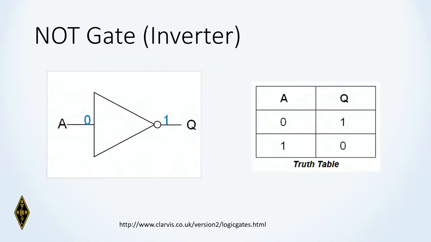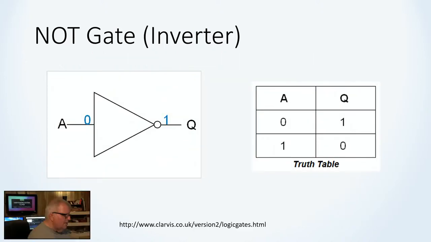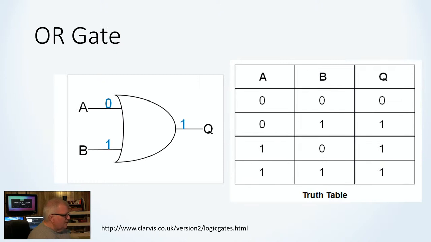So a NOT gate is an inverter. And schematically, it's drawn like this. See the little circle on the output? That means inversion. And so if A is 1, then Q will be 0. If A is 0, then Q will be 1. And this is the truth table for a NOT gate or an inverter. An OR gate, here's the truth table. So it's A or B or both will give you a high output Q.